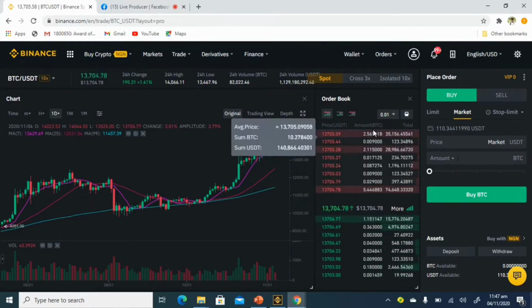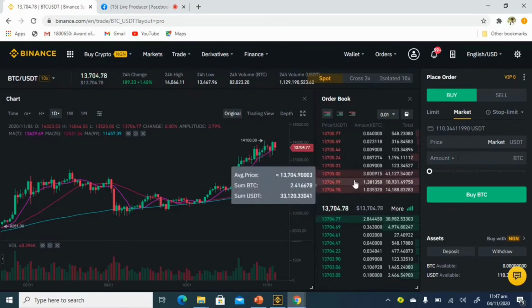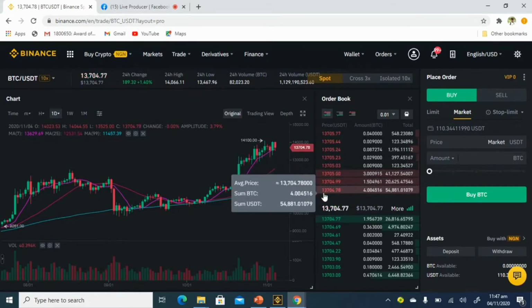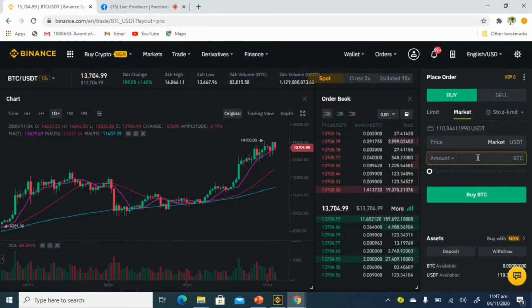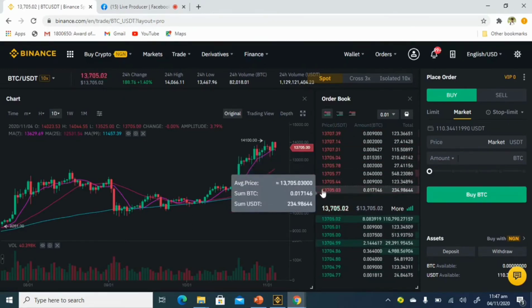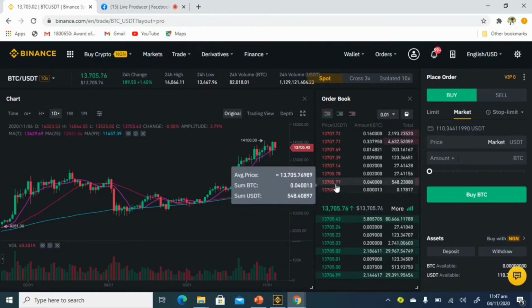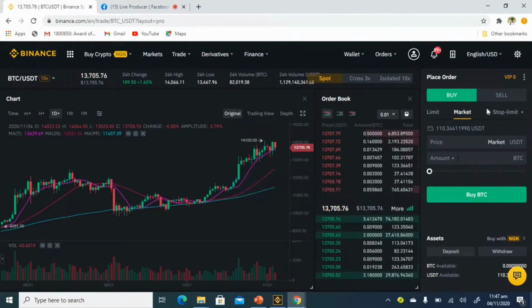Okay, these are the list of sellers selling. So if I want to buy, what will I do? Look at the price these guys are selling. This is 13,703. This is the lowest price anybody is selling in this market at the moment. So if I click buy here, it will buy at the lowest price anybody is selling.